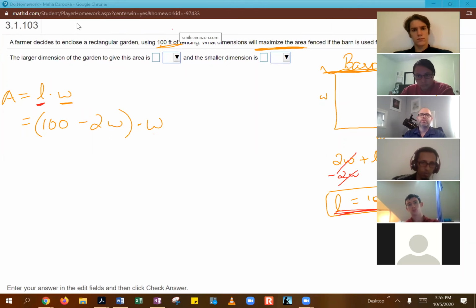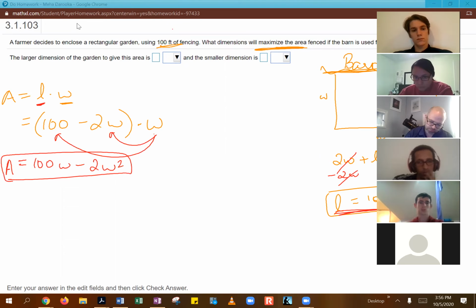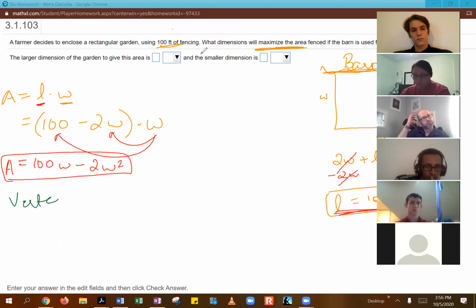So the next step is going to be, we're going to take this W and distribute it inside the parentheses. That will end up giving us 100W minus 2W squared. So you can think of W as being our X variable and A as being our Y variable. So if this is going to be our quadratic equation, what do you think the vertex of our parabola is going to be?